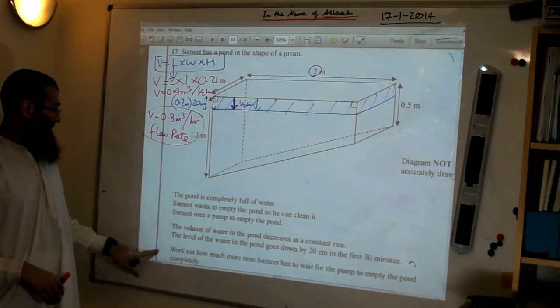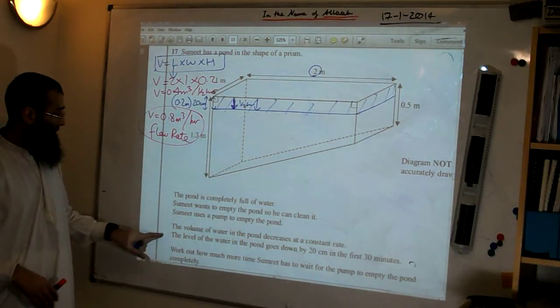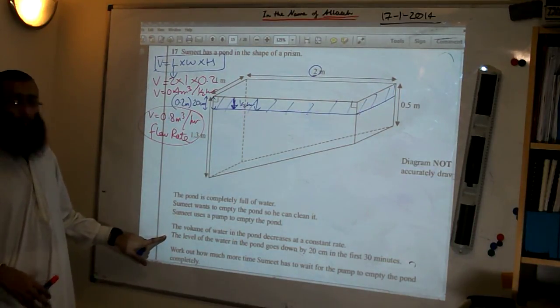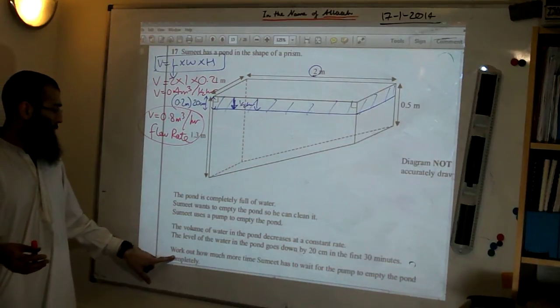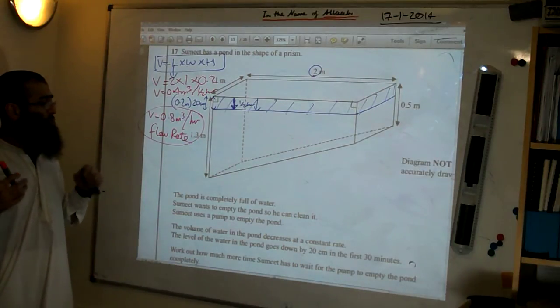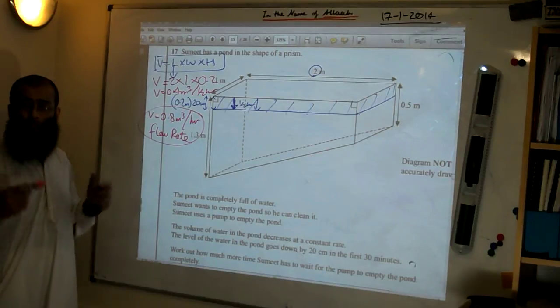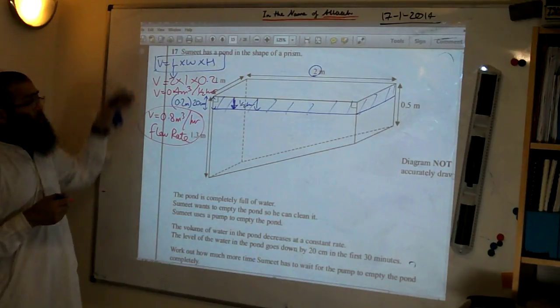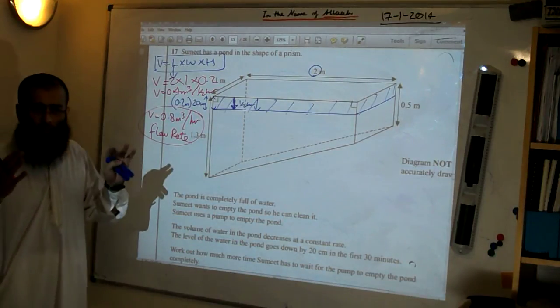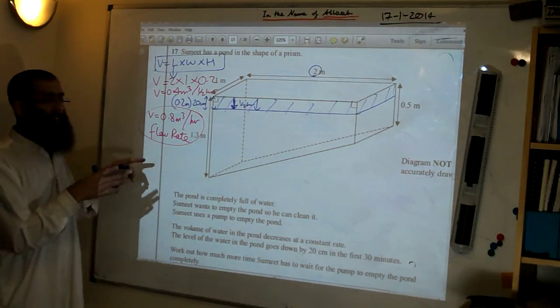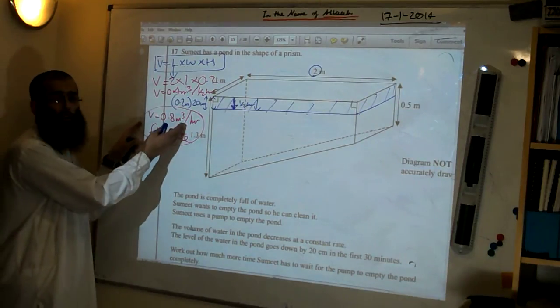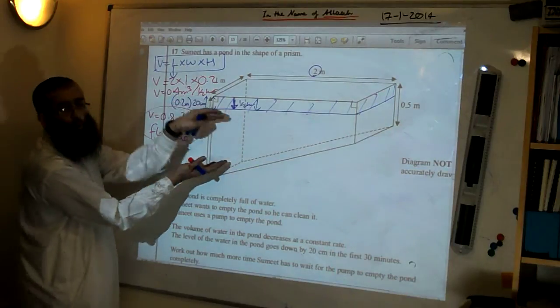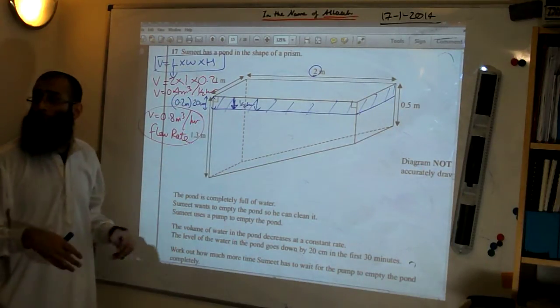Next question on the bottom says, that's the first part of the question. We worked out how much volume is lost, we worked out the flow rate. Now the question goes, work out how much more time Sumit has to wait for the pump to empty the pond completely. So this was the important part, to work out how much water was lost. We know how much time. We worked out then the hourly rate of water lost. Now we need to work out how much water is left and how long that will take to pump out.